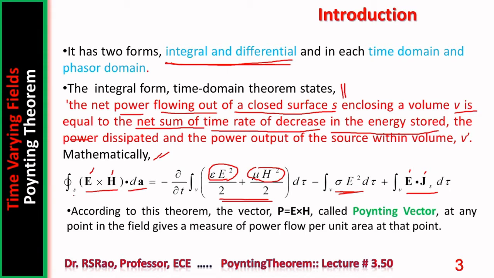On the left hand side we have one closed surface integral. This closed surface integral is equated to stored energies, power dissipated and power generated by the source. With this understanding, let us move further. According to this theorem, the vector E cross H is called the Poynting vector. At any point in the field, it gives a measure of power flow per unit area at that point.